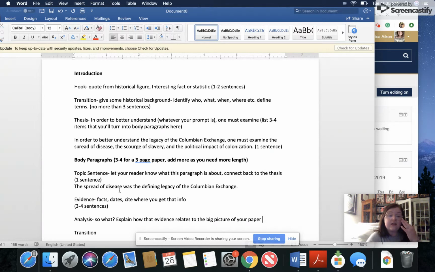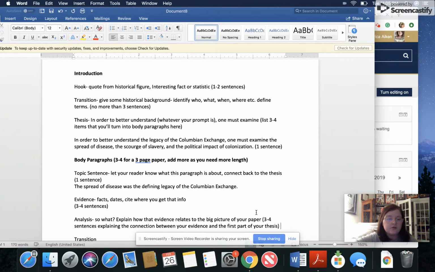All right. So again, analysis here is going to be another 3 to 4 sentences explaining the connection between your evidence and the first part of your thesis. Okay. So in this case, my analysis is explaining, what does this evidence have to do with the legacy of the Columbian Exchange? What does that tell me?